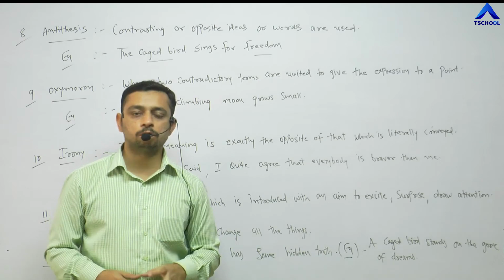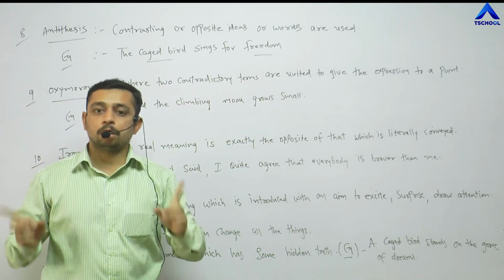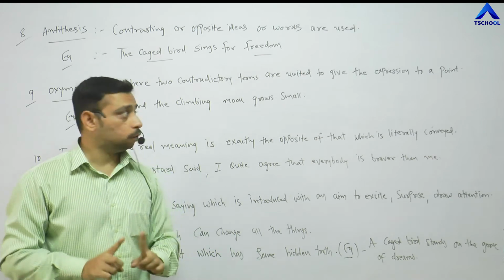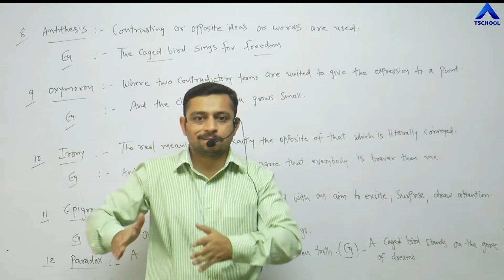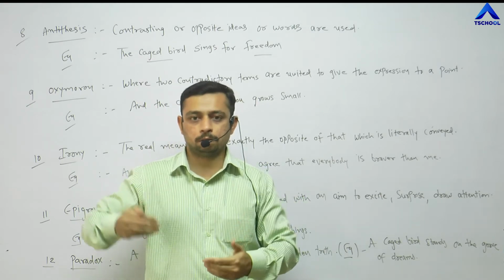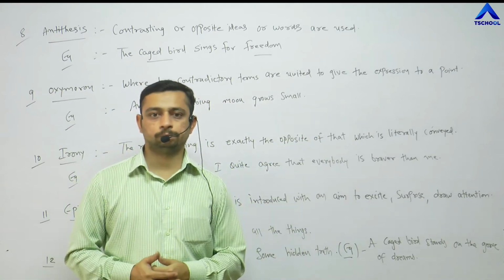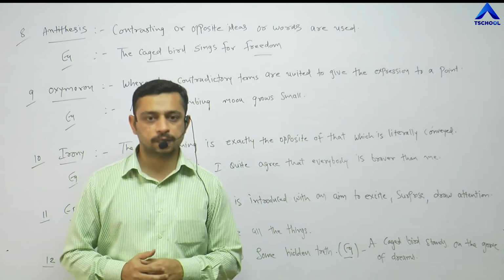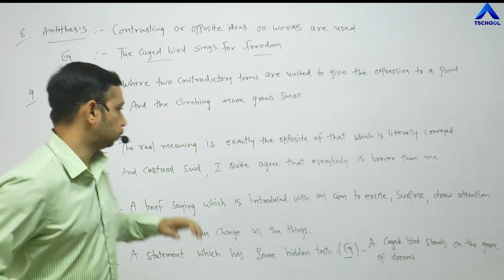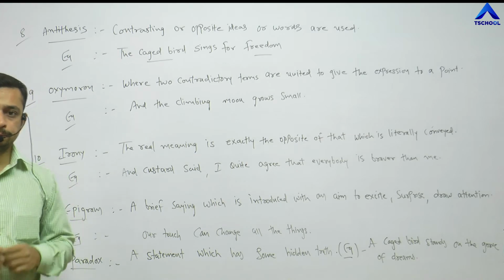At a certain point of time, the poet uses contradictory terms which are made united to give expression to a particular point. That means as the night goes, the sun rises, and as the sun rises, the climbing moon grows small. When you find such kinds of sentences in the poem, the figure of speech is oxymoron, right?